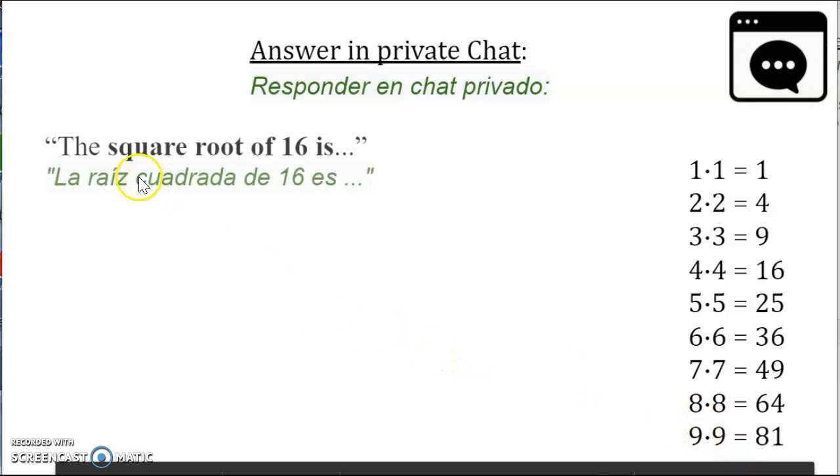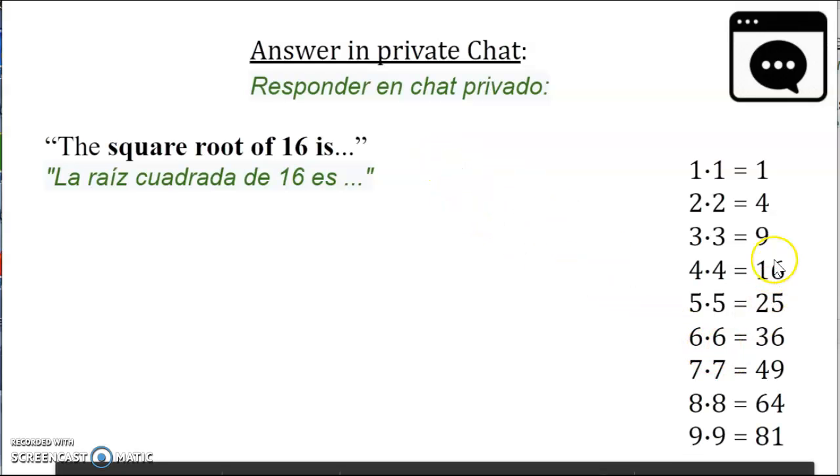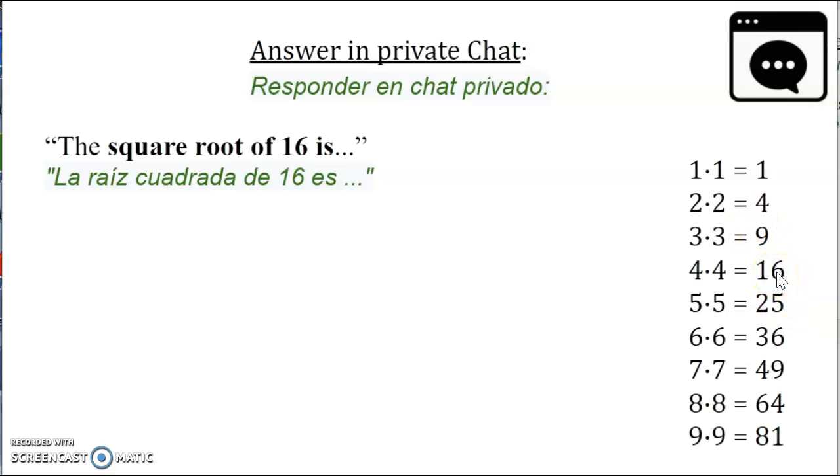Okay, so what is the square root of 16? Tell me in private chat. Well, we're looking for the perfect square number being 16. So the area is 16. What is the side length? The side length has to be 4, because 4 times 4 is 16. So the square root of 16 is 4.